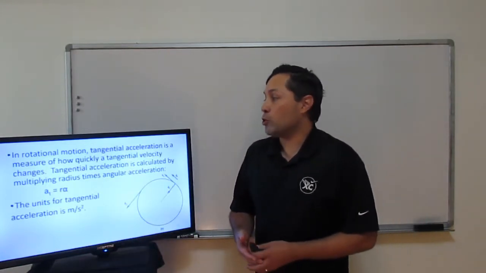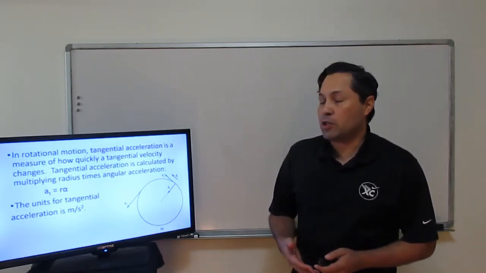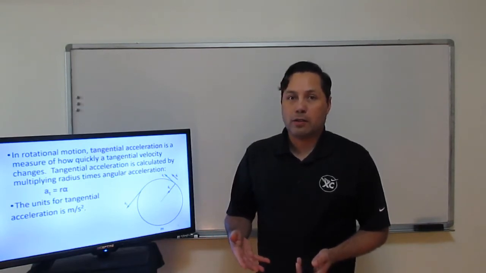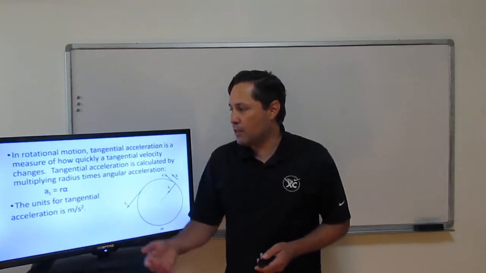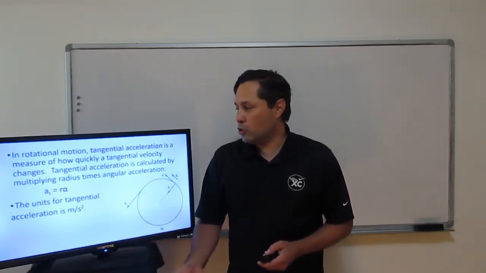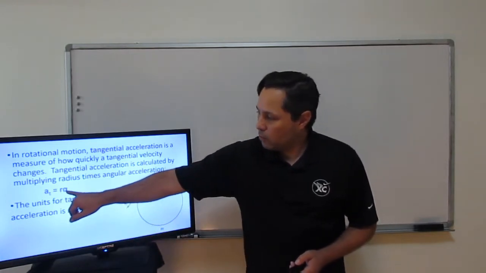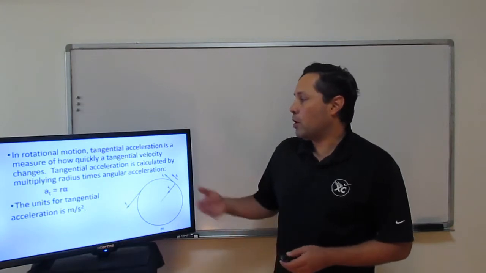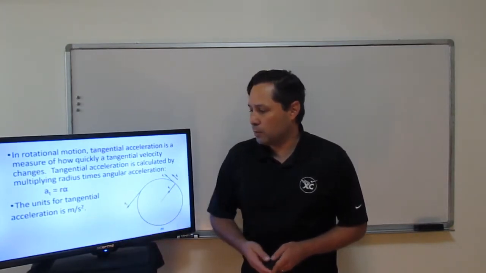Next, in rotational motion, tangential acceleration is a measure of how quickly a tangential velocity changes. So a change in tangential velocity is tangential acceleration. Tangential acceleration is calculated by this formula, where at, which is tangential acceleration, is the radius multiplied times alpha. That symbol right here is the Greek letter alpha, and alpha is for angular acceleration. The units are meters per second squared.